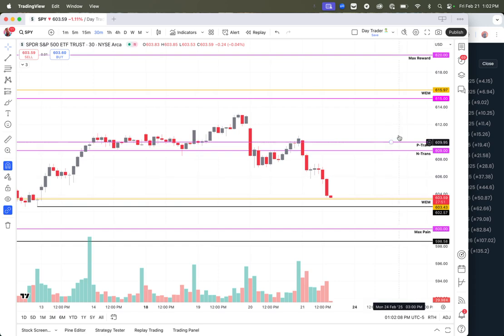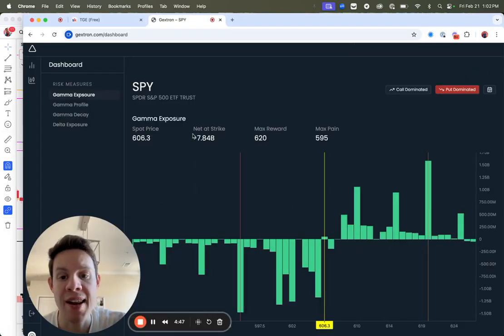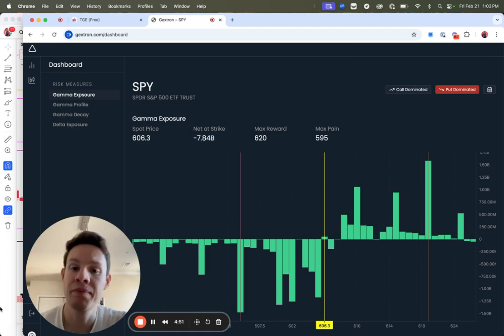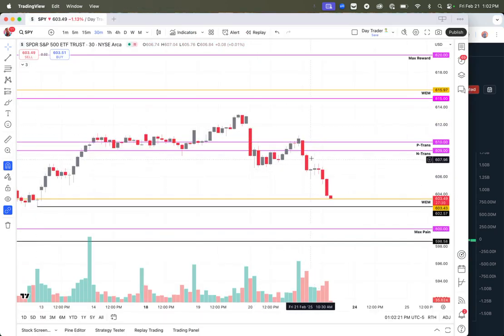Well, it's all these things together, right? Today we have a negative 7 billion net gamma exposure. That's what Gextron is telling me. And we are below the N trans level, at least from the time when I recorded this, or when I marked this level. Now I just need to see if there's volume, right? We can see volume. Perfect. Let's take it for a short.